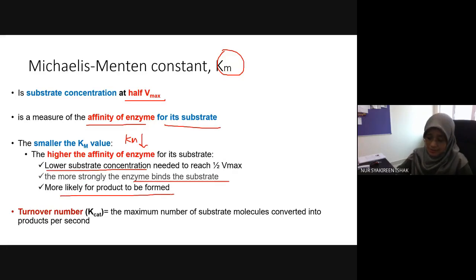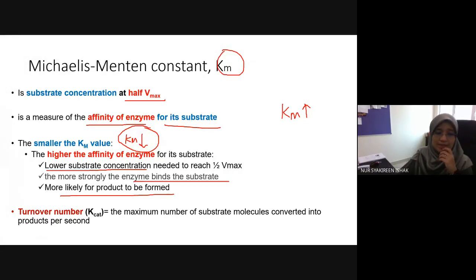So you want a substrate with the lower Km value. If a substrate has a high Km value, it means that the rate of reaction will occur slowly, because the enzyme will have low affinity for the substrate and less product will be produced. So mana yang awak nak, substrate that has lower Km value. Okay, because more product will be produced because the enzyme will have higher affinity for the substrate.